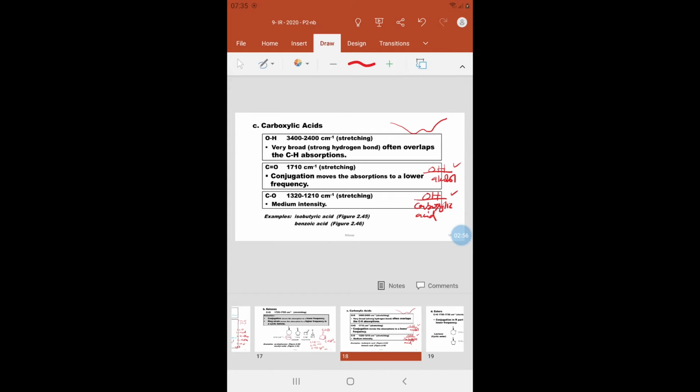Okay, check this one. How do you differentiate if you have alcohol or carboxylic acid? Again, for carboxylic acid, you must see the presence of C double bond O, around 1710. And again, conjugation moves the absorption to a lower frequency. OH is very easy to identify, around 3,400 to 2,400, a very broad peak.